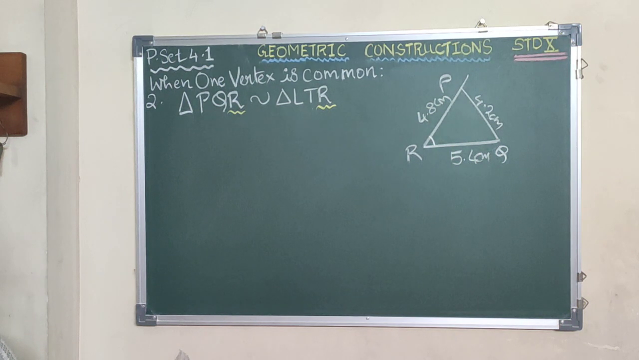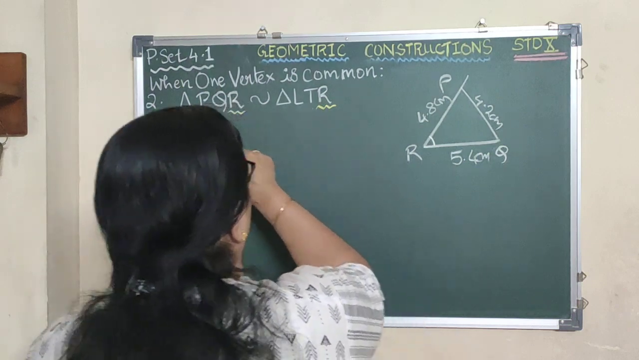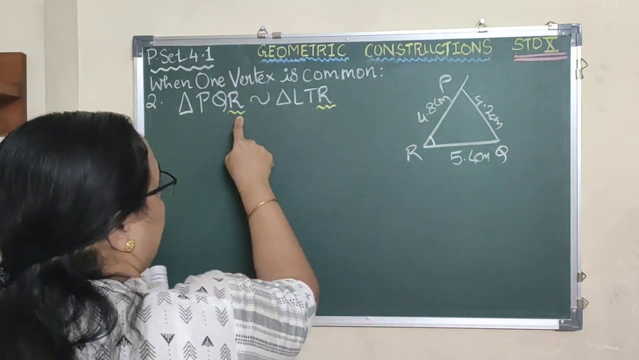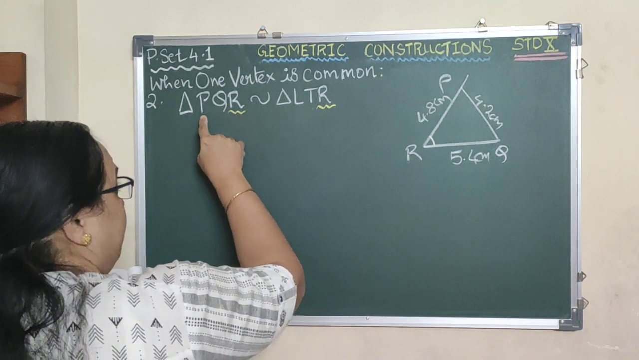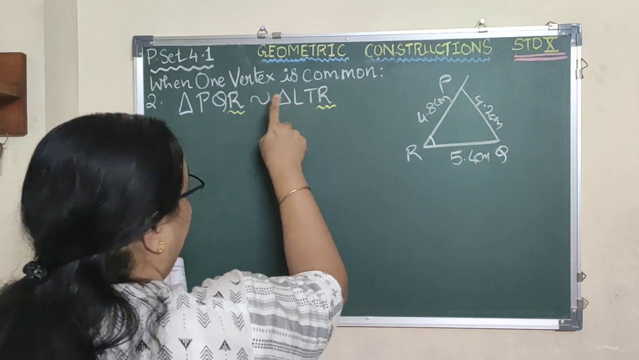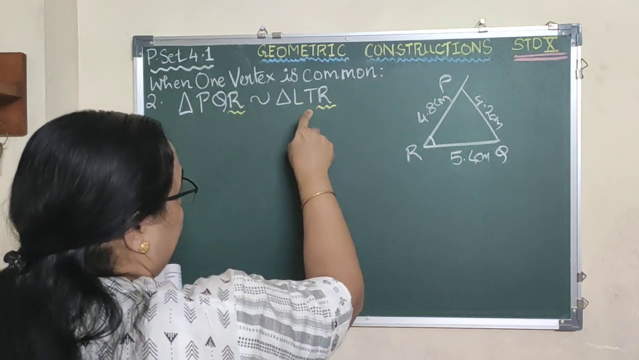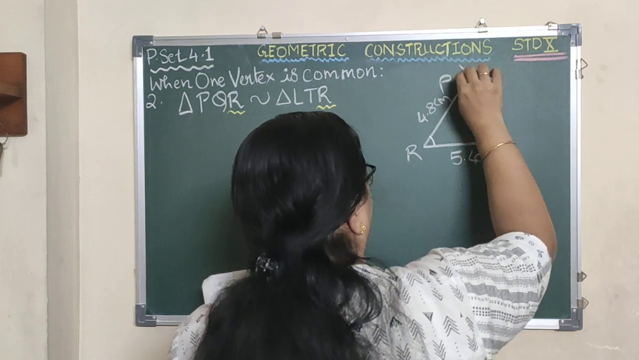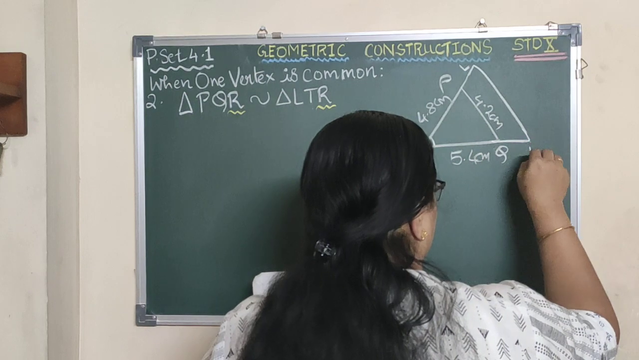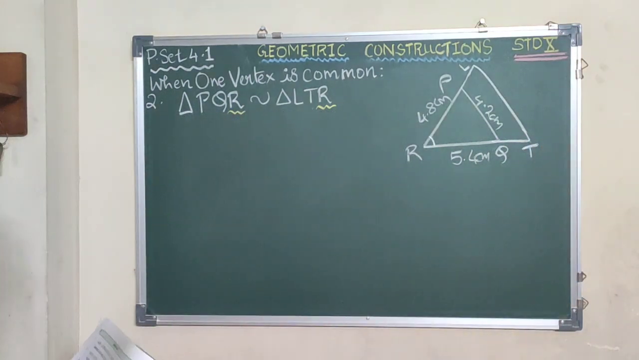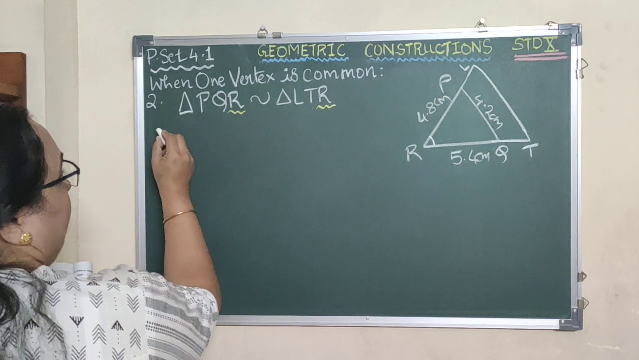Further, you have here L and T. PQR is here, so R is common. R is in one-to-one correspondence with R, P is in one-to-one correspondence with L, and Q is in one-to-one correspondence with T. So you have your L here and the T will be on this side. Correct? Now, let us see the correspondence from the given one-to-one correspondence.